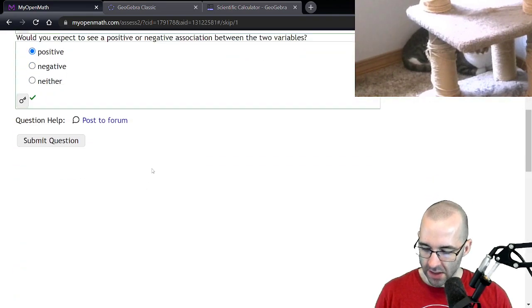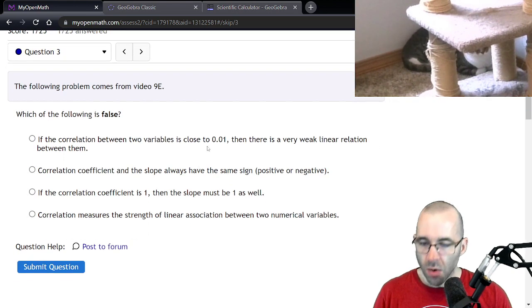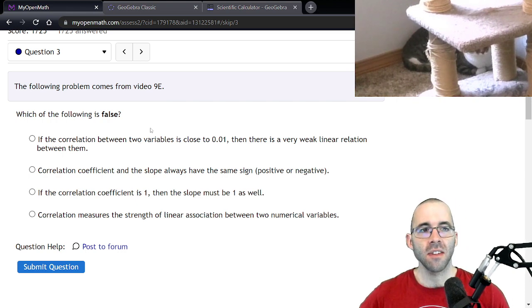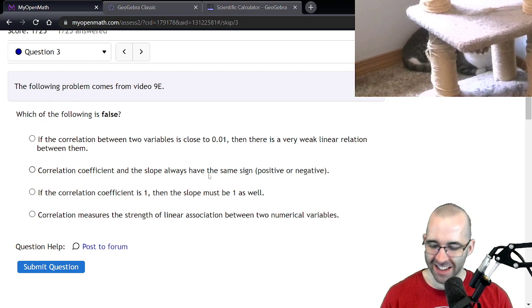All right. Let's look at number 3 now. Which of the following is false? Well, let's look at each of these statements and kind of evaluate how true or not they are. If the correlation between variables is close to 0.01, there's a very weak linear relation. That's pushing it. There's almost no relationship here.